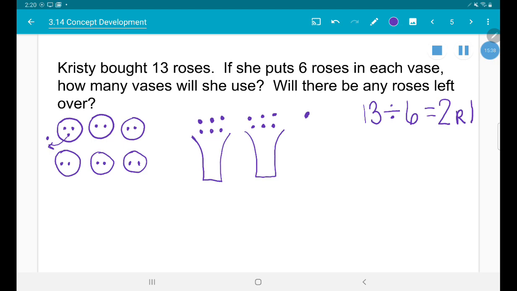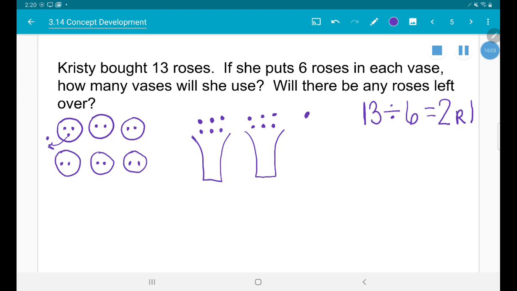Oh, I got a question about that one. How would we check that? We said 13. We had 13. We divided them into groups of 6. 13 divided by 6 equals 2 with a remainder of 1. How could we check to see if our division's correct? Calculator? I don't have a calculator right here. Work it out. How could you check it?